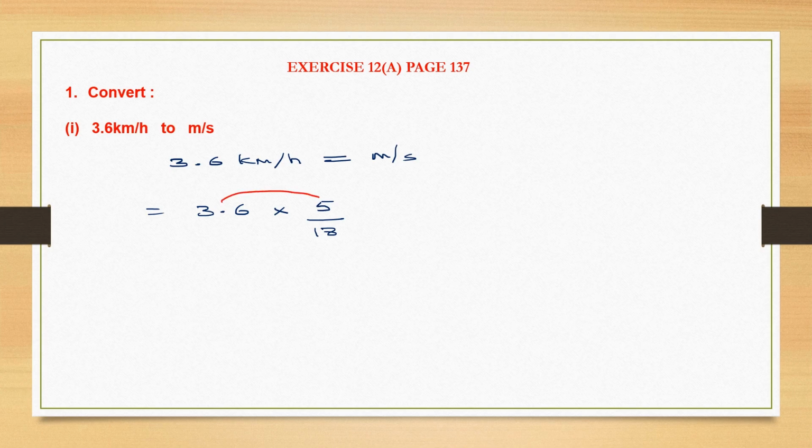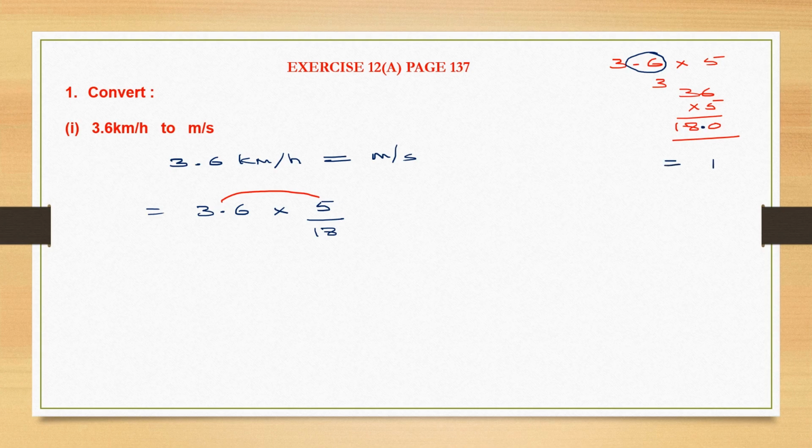Let's multiply these two. So 3.6 into 5. Ignore the point and multiply. 36 into 5. 5 sixes are 30, carry 3. 5 threes are 15, 16, 17, 18. We've got 180. Now go back to the question. There is one decimal place. See that your answer also has one decimal place.